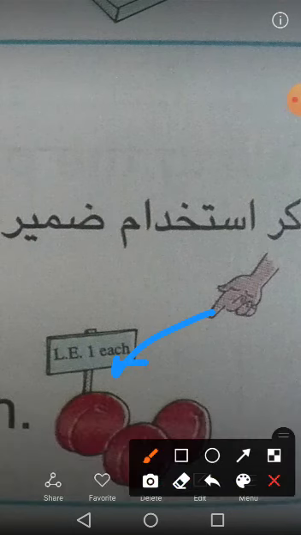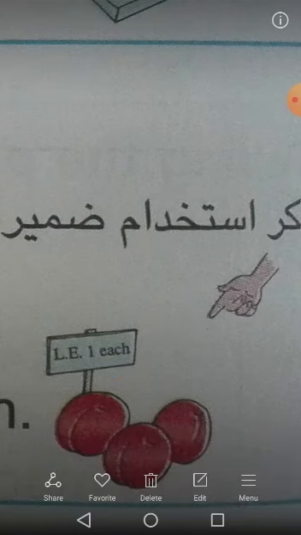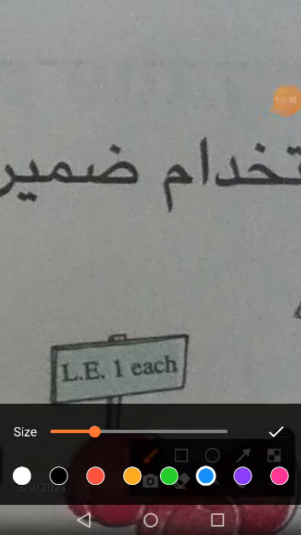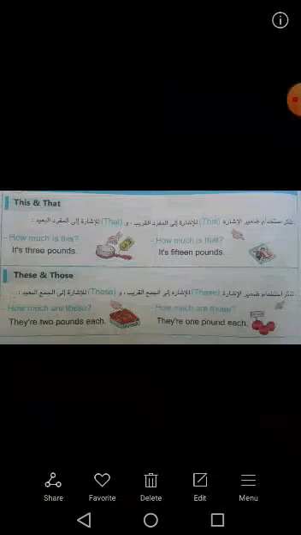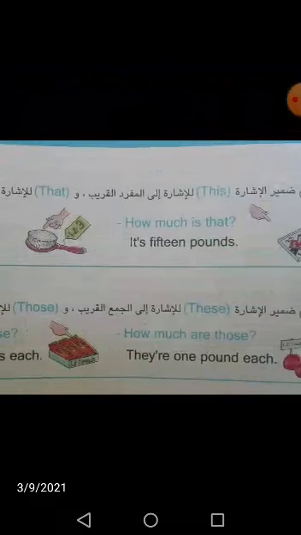I have to say, these or those? Excellent, those. Those are. What is written here? Let's see. One, excellent, 1 pound. L.E. means pound. L.E. equals what? Pound, pound, okay? Again. They're 1 pound. All of them are 1 pound? No, no. Each one is 1 pound. Again, they're 1 pound each.